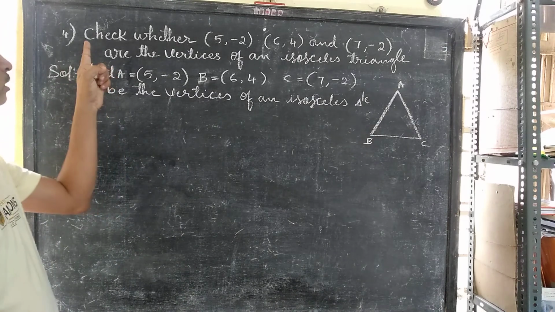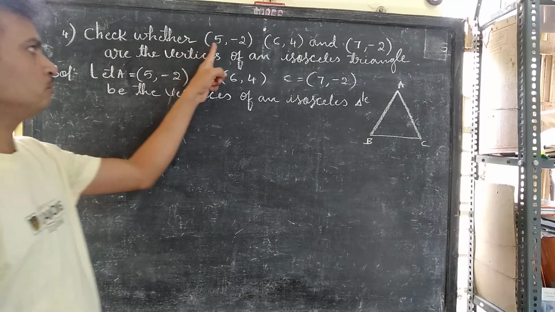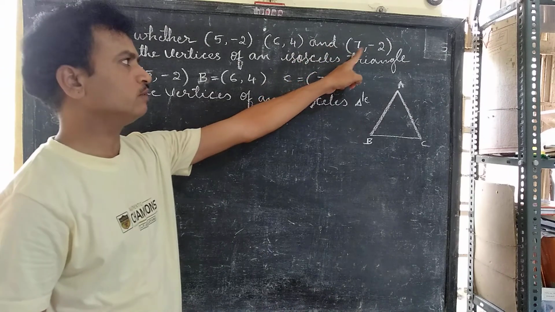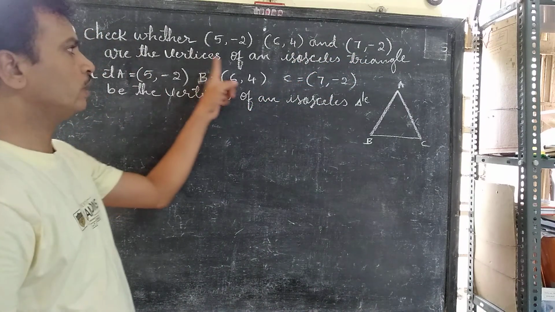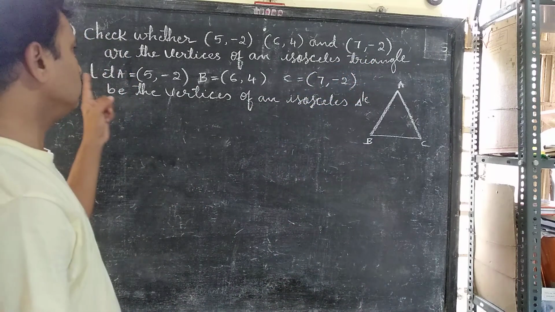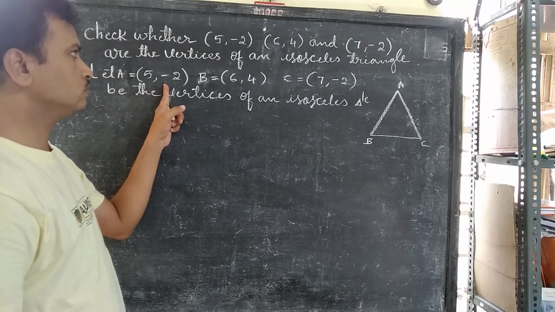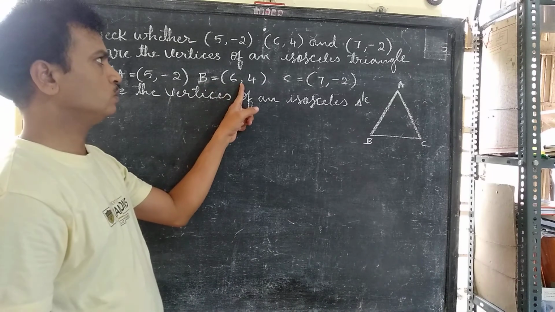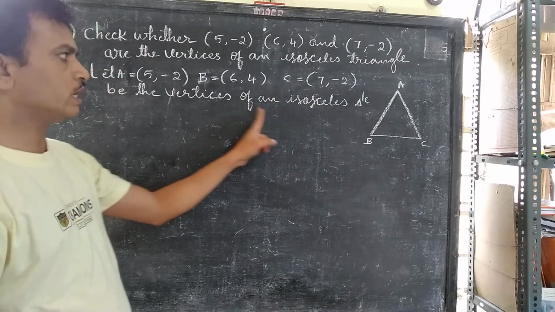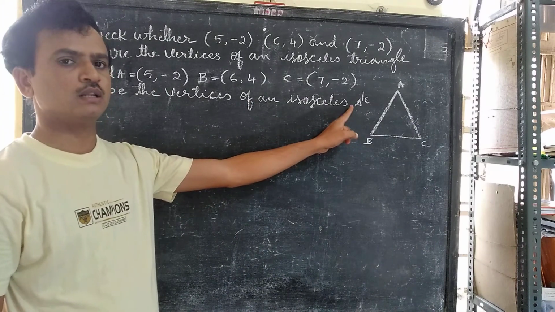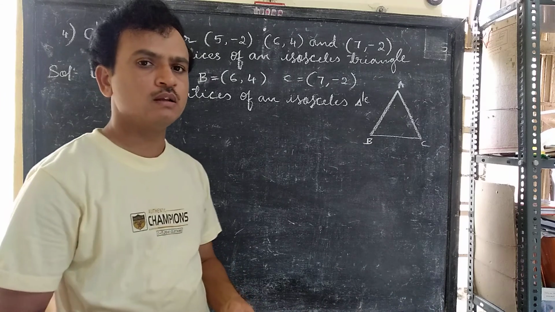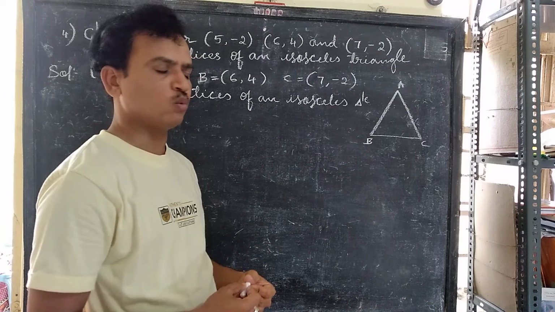Question number 4. Check whether (5, -2), (6, 4) and (7, -2) are the vertices of an isosceles triangle. Here let A = (5, -2), B = (6, 4), C = (7, -2) be the vertices of an isosceles triangle. We know that an isosceles triangle is a triangle in which any two sides are equal.